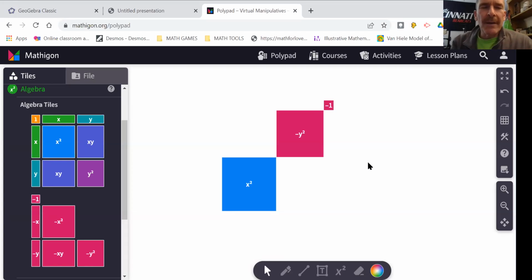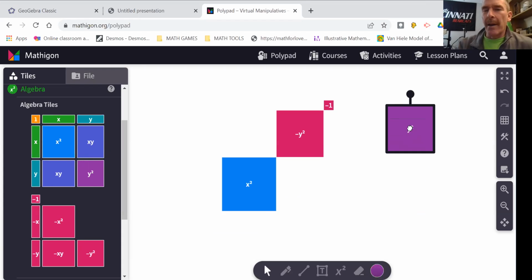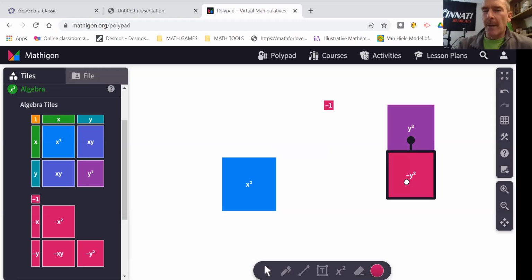So here's what I would like to do. When I'm dealing with negative algebra tiles, they are tricky. So what I would like to do is add something to cancel out the negative algebra tiles and then kind of fill in the empty space, if you will. So I'm going to add a positive x squared. That will cancel out those two puppies.